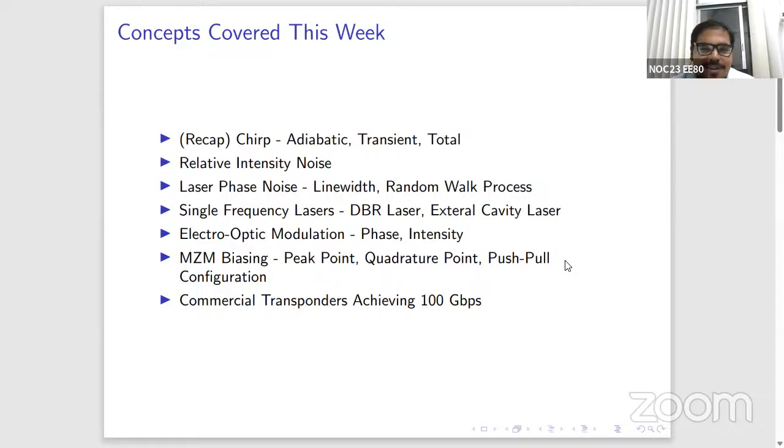The last video of the week was about how much bandwidth each kind of modulation occupies. So we saw a few time domain waveforms and their corresponding frequency domain representations. And we discussed how we can compress the signals in the frequency domain by doing some intelligent pulse shaping.